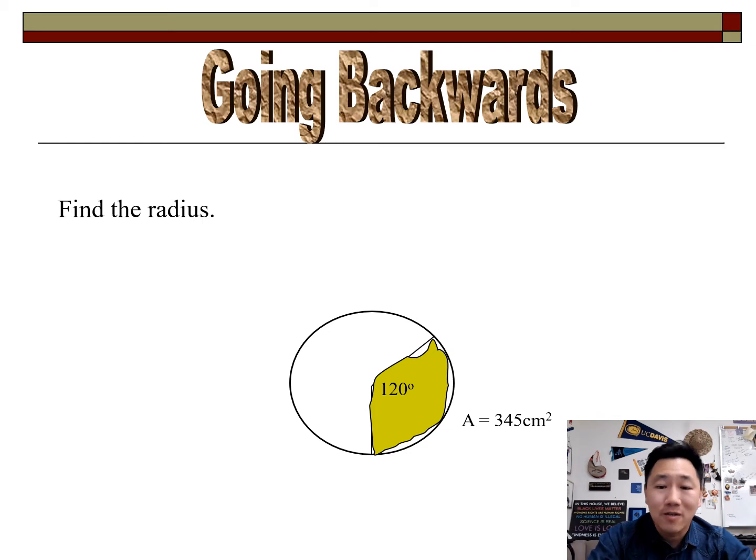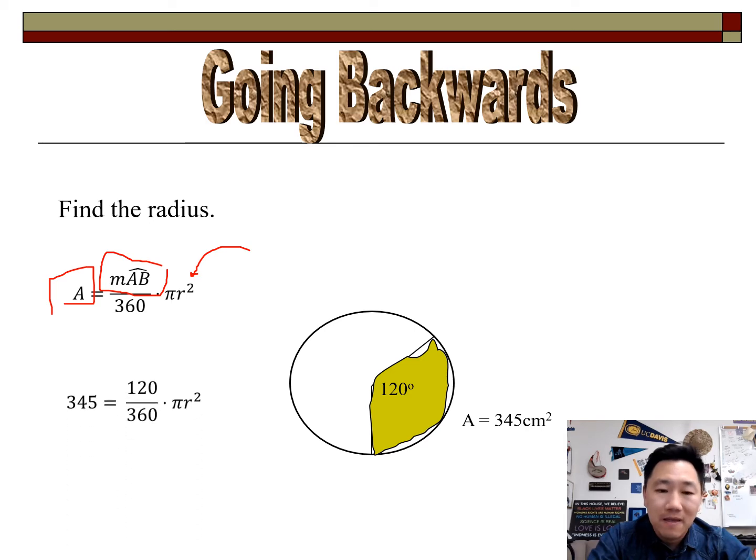Going backwards, what if they give you the area and you have to find the radius? So you have to go backwards. Well, use the formula. There it is. Fill in everything you know. You know the area. You know the measurement of arc AB. The only thing you don't know is r. So let's fill it all in.